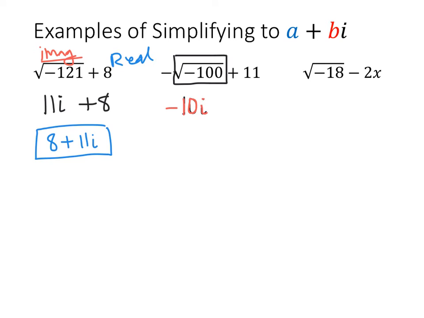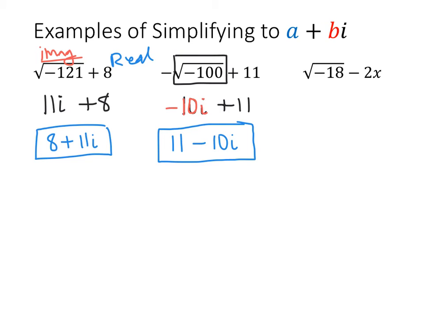And then I have plus 11 on the outside. I just have to make sure the real comes before the imaginary, so I'm just going to flip this around and it's going to be 11 minus 10i. Notice that that negative stayed with the 10. It's not like I just got rid of it and just replaced it with the 11. The 11 is positive, the 10i is negative. And so that's just simplifying into our standard form of complex numbers.